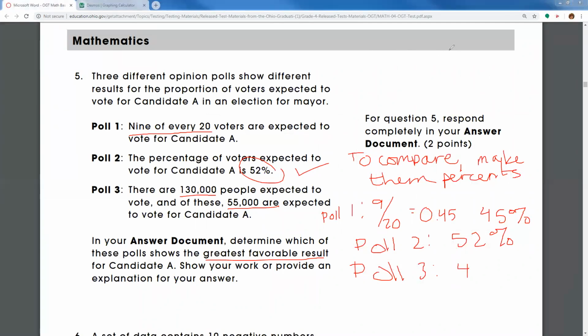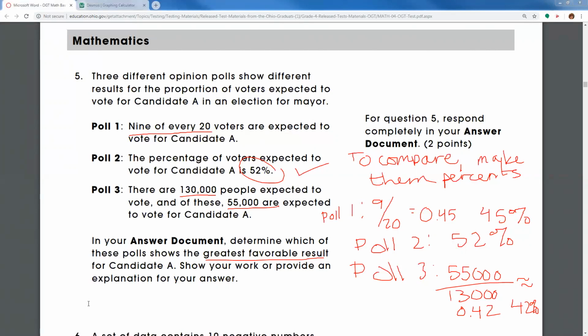But I would write the whole process. Don't just write the percent. I would write that you did 55,000 divided by 130,000, and that's approximately, up here I did equals because it was exact. This time it's approximately 0.42, which is 42%. So now the actual answer to the question, which poll shows the greatest favorable result? Which one's the best? It'd be poll 2.